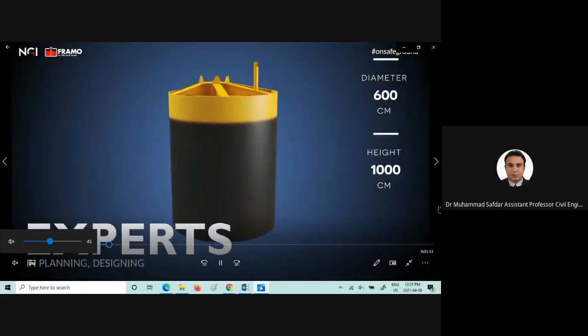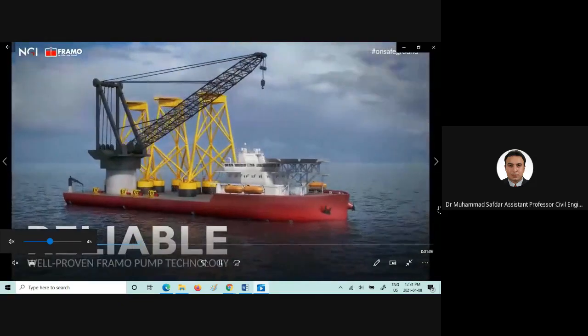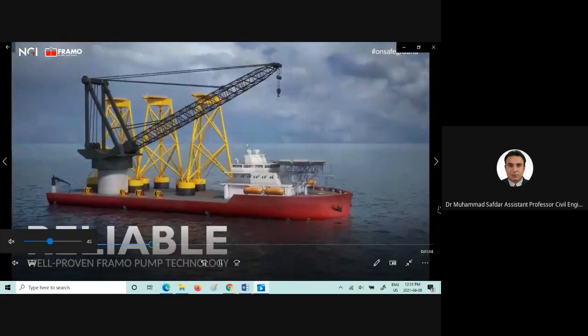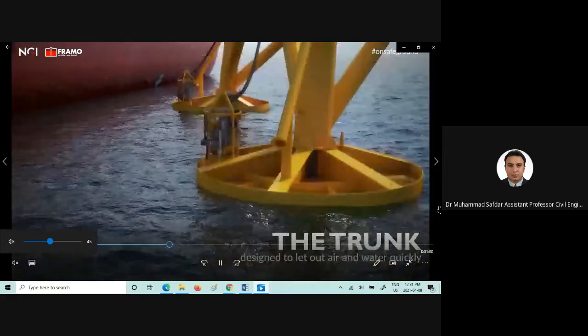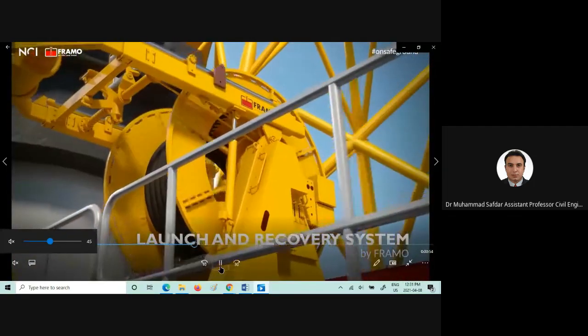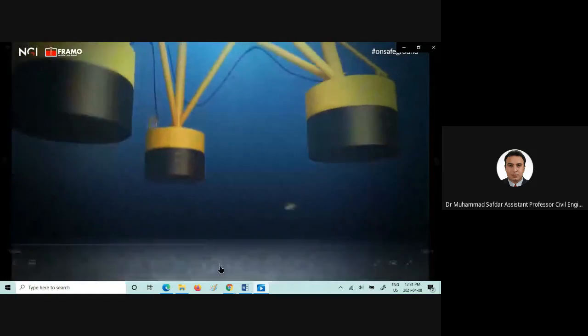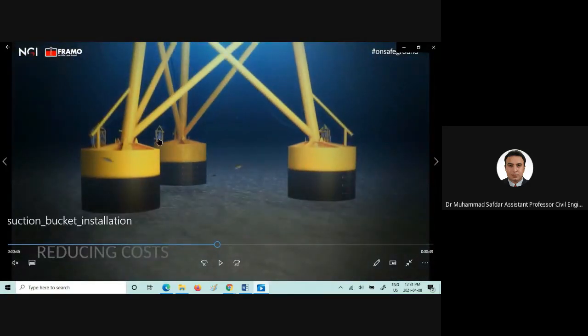So this is a suction bucket. If it's alone, that is known as monopod. Norway, Sweden, sometimes they prefer the single bucket foundation. Now if you are using three, then that is known as tripod. And here you can see the pipes which suck the water from the inside. Yeah, these are kind of the motors there. They are extracting the water from the inside of the buckets, and then that bucket is going into the soil.